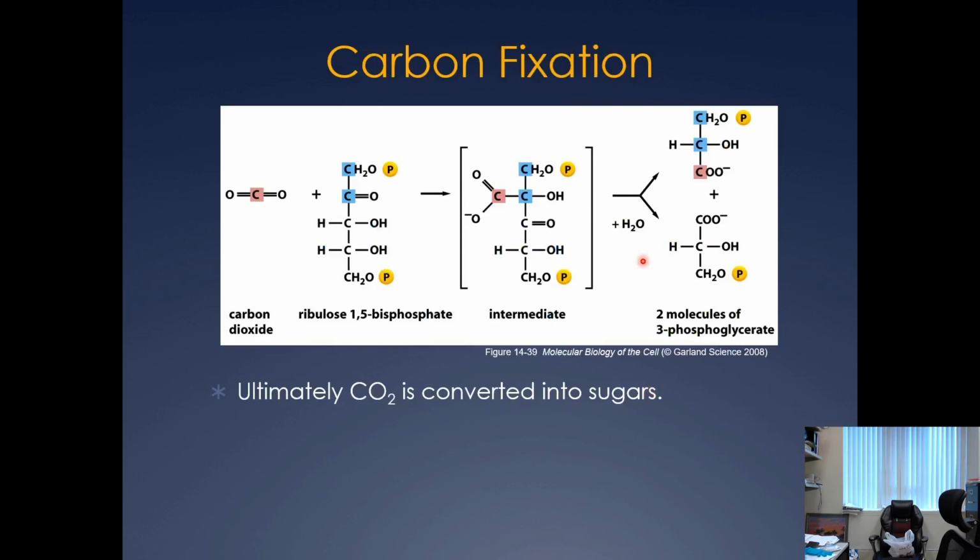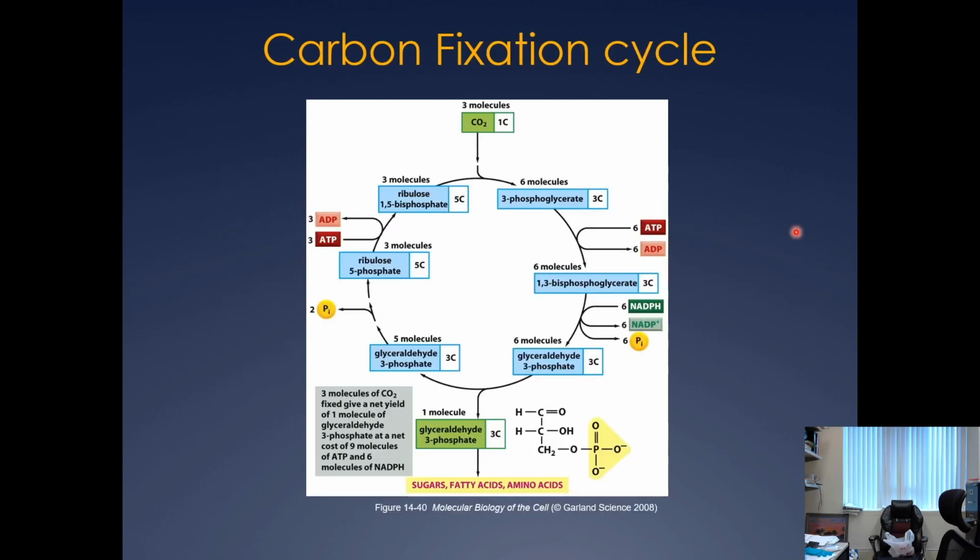Here's how carbon fixation works. You get carbon dioxide, and then that will get added on to, if you take that and mix it with this ribulose 1,5 bisphosphate, you get this intermediate, and then eventually you'll get 2 molecules of phosphoglycerate. Okay, so ultimately the CO2 gets added, and then you'll eventually get that converted into sugars.